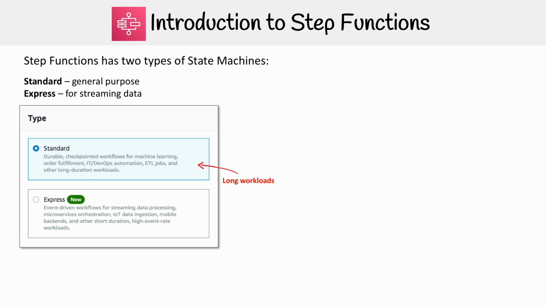So looking at standard here, AWS recommends it for durable, checkpointed workflows, for machine learning, order fulfillment, IT, DevOps, automation, ETL jobs, and other long duration workloads, so long workloads. And then looking at Express, which just came out, this is for event-driven workflows for streaming data processing, microservice orchestrations, IoT data ingestion, mobile backends, and short duration, high event rate workloads.